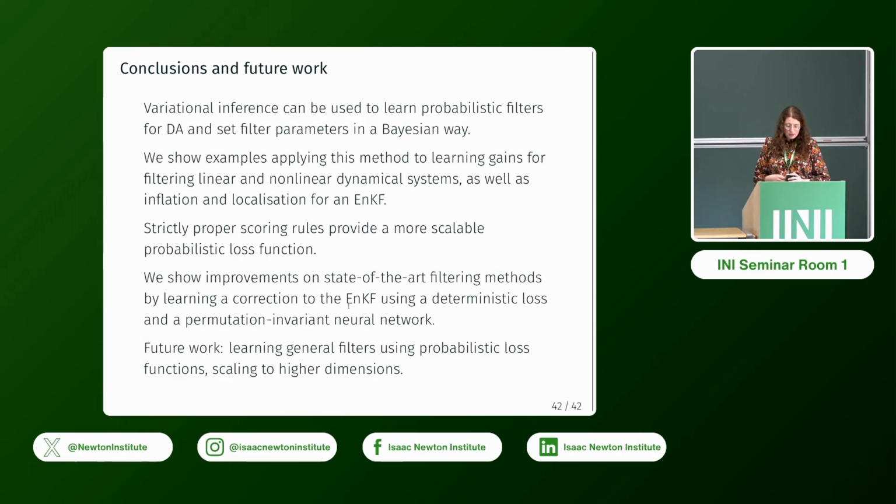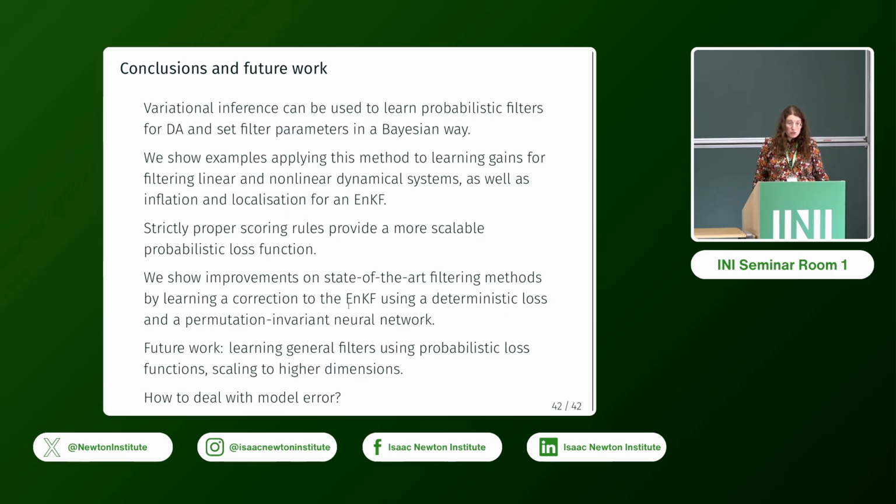So some future work is learning general filters using these probabilistic loss functions. By general I mean that we try to learn directly a mapping that's fully general and can approximate the posterior to higher and higher levels of accuracy as we increase the expressivity of the model, and also these issues of scaling to higher dimensions, right? I showed the Kuramoto-Sivashinsky equation, which I think was around 100-something dimensions. There are very high dimensional problems in these numerical weather prediction problems. So we want to look at scaling those as well.